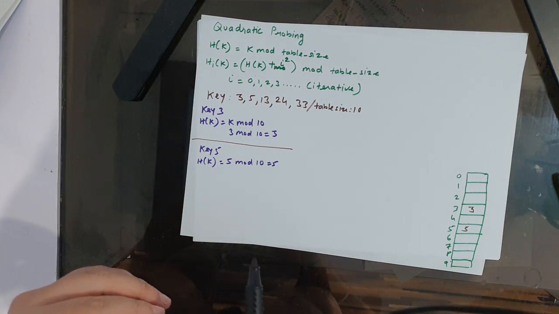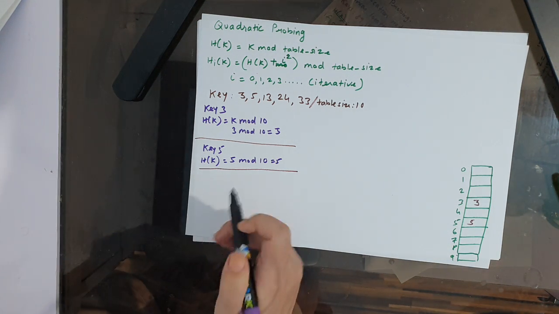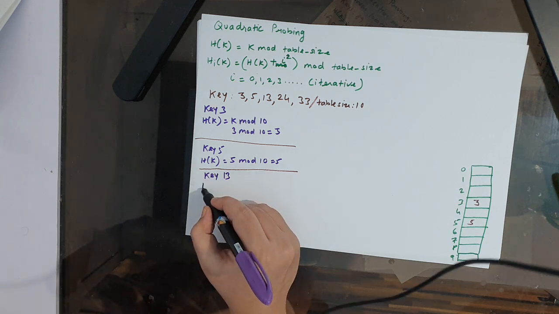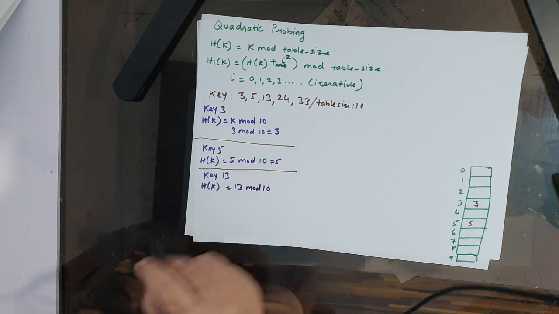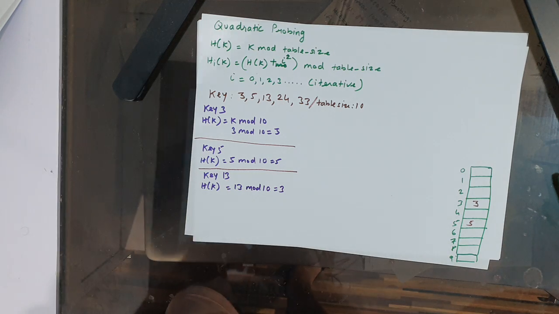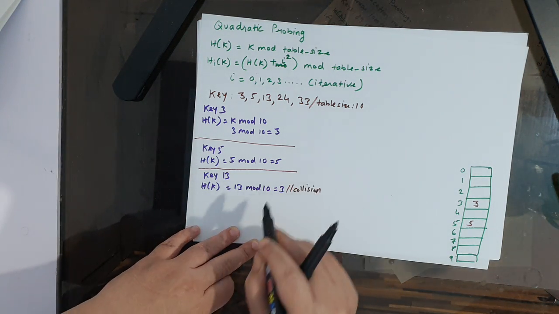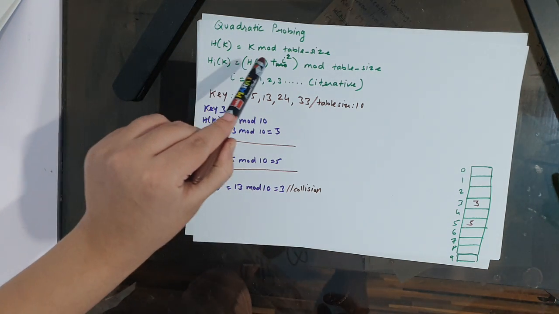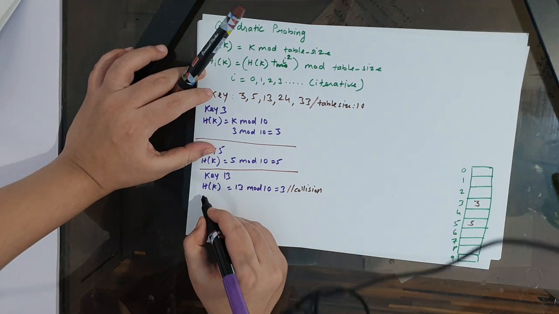Now the next one on the list is 13. So let's take the key 13 and find our hash value. 13 mod 10. The answer that we get is 3. And this is a collision. Once the collision occurs, we need to apply the next quadratic hash function, which is mentioned over here.